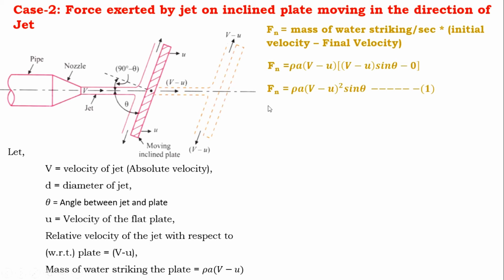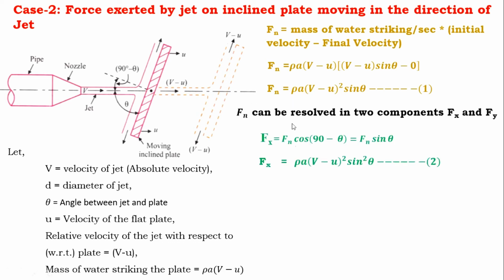This normal force Fn is resolved into two components, namely Fx and Fy, in the direction of jet and perpendicular to the direction of jet respectively. So Fx is equal to Fn cos (90 minus theta), which is Fn sin theta. If you substitute the value of Fn from equation 1, you get equation number 2. In the other way, to find out the force acting in the y direction, Fy is equal to Fn sin (90 minus theta), that is Fn cos theta. Substitute the value of Fn from equation number 1, we get equation number 3.